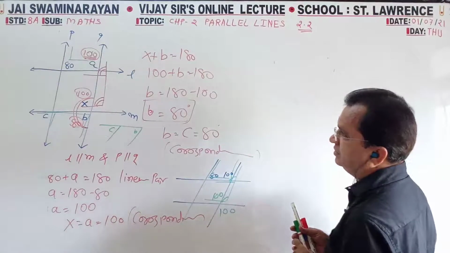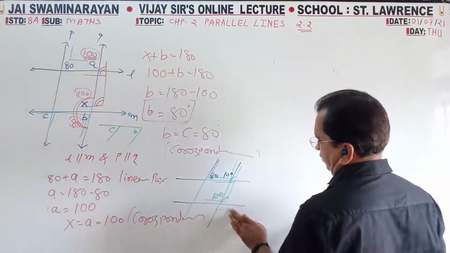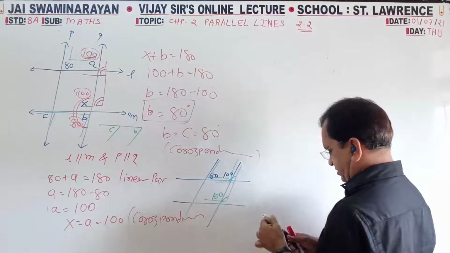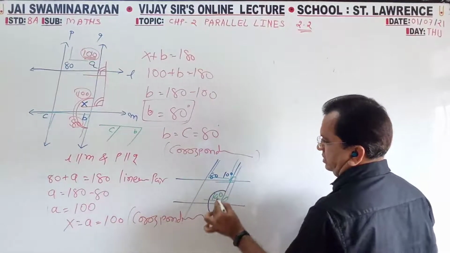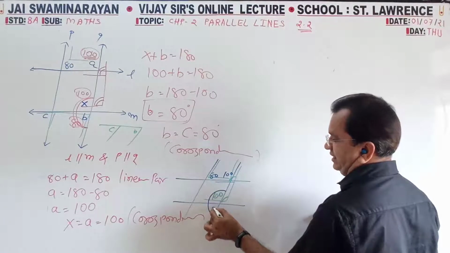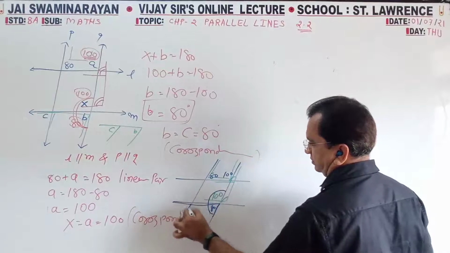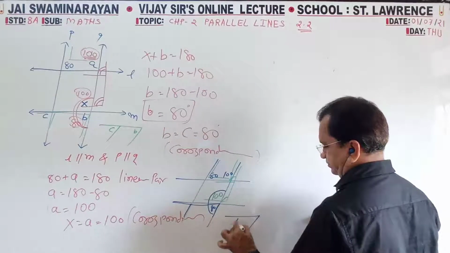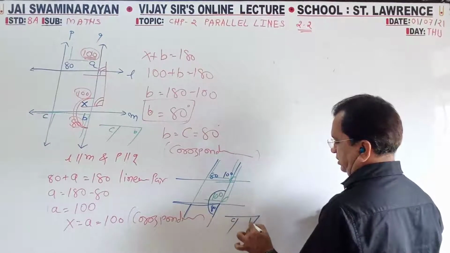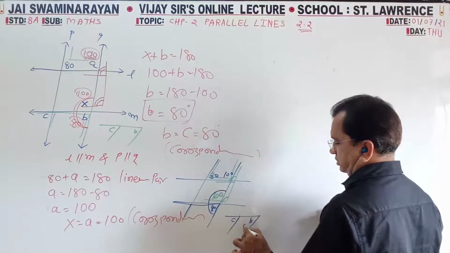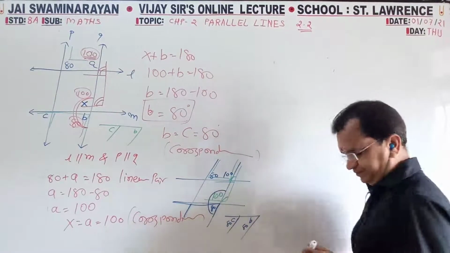Now no need to find out vertical. This is linear. 100 plus how much is 180? 80. So now you can find this F. That is C and B. So this is 80. This is 80.